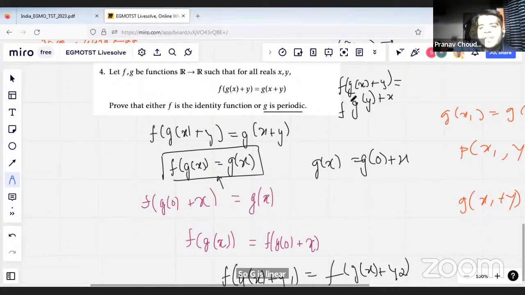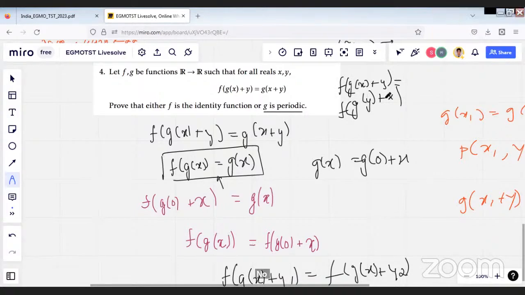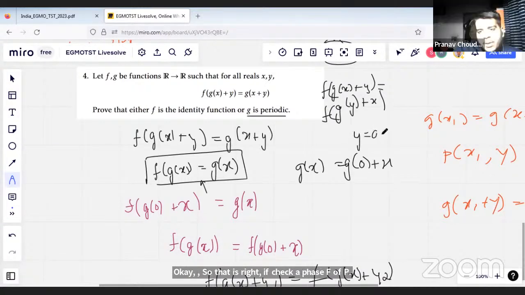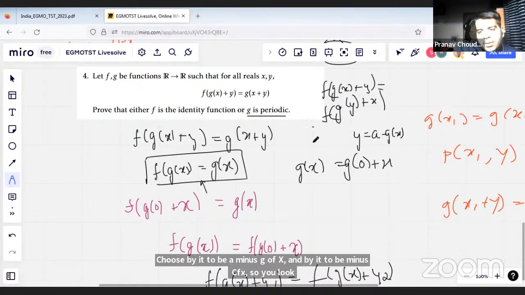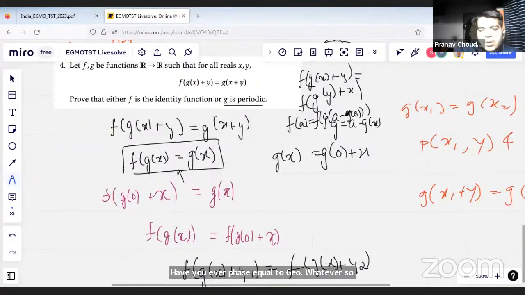Wait, how is F injective from here? If F of A is F of B, choose Y to be A minus G of X, fix an X, and Y to be B minus G of X. So you would have Y to be A minus G of X, fix an X as 0. Sure. And you get F of A is equal to G of whatever stuff. So how is this injective?